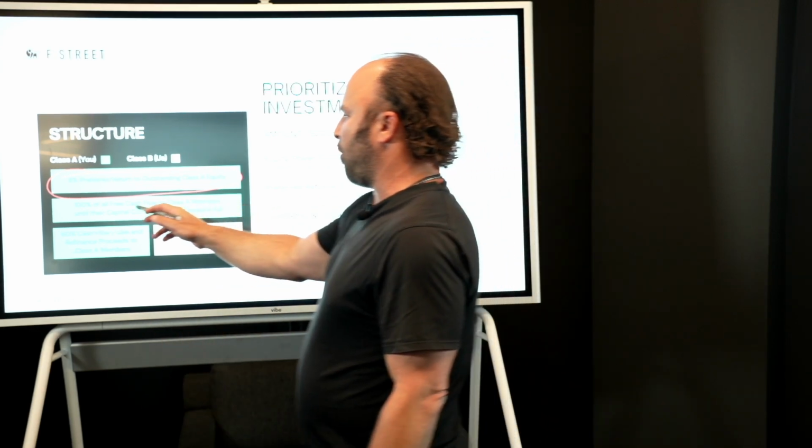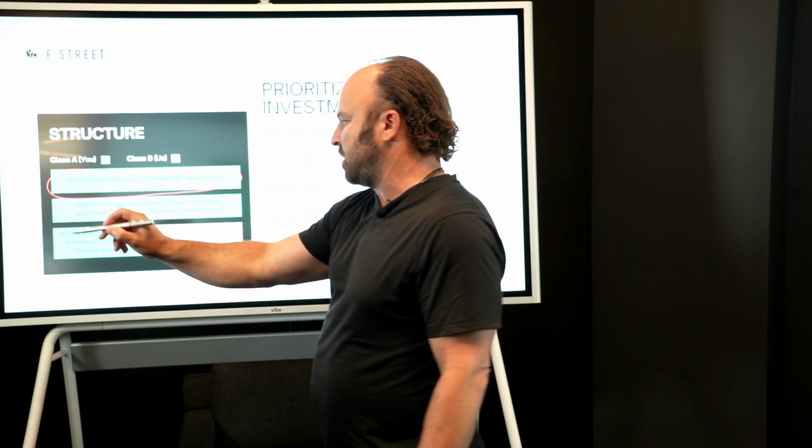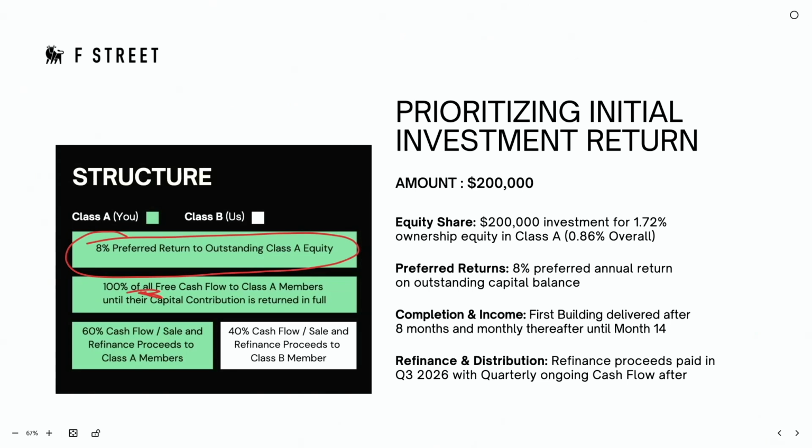The preferred return gets paid first. It's a preference. 100% of all free cash flow goes to the Class A members until your money's returned. We do not, at F Street, get $1 of cash flow until you, the investor, get all of your money back, every dollar, plus 100% of your preferred return. I'm so in line with the investors to get them all of their money back.